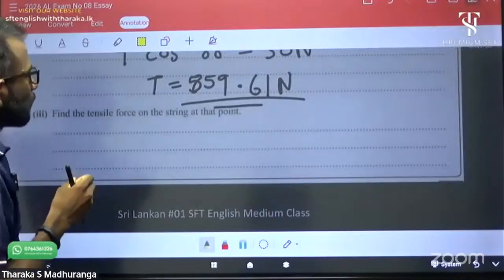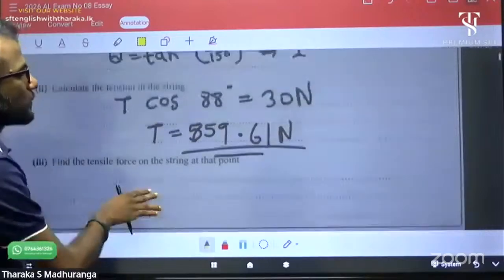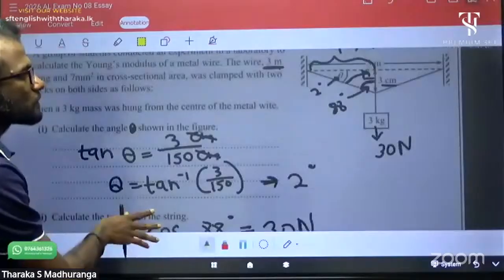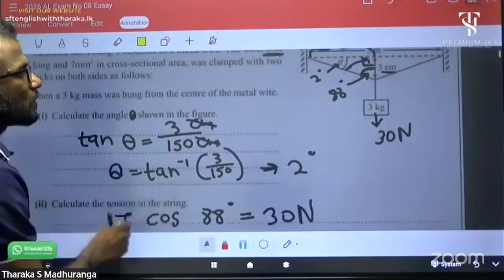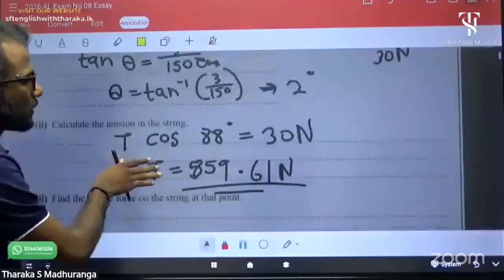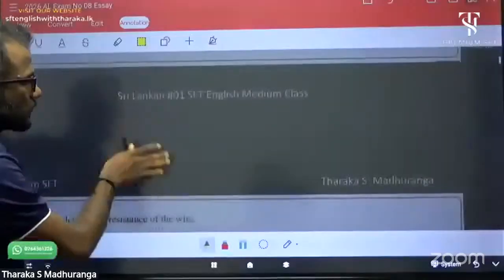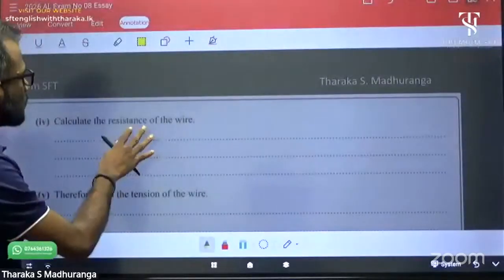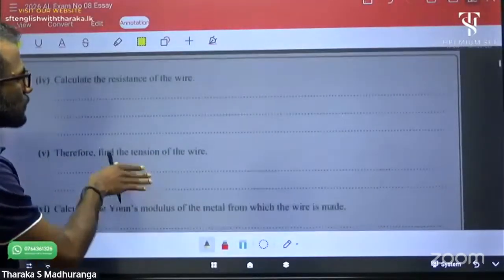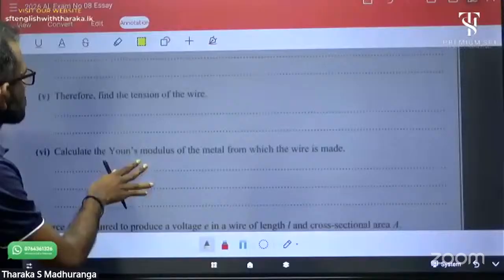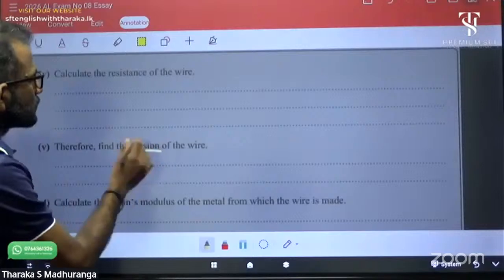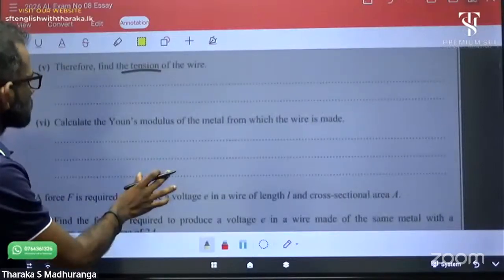Find the tensile force on the string at that point. At that point means it is not specifically given the point, right? Therefore, we can't. It's a mistake. Calculate the resistance of the wire. I think this question has a lot of printing mistakes. Find the tension of the wire. Again asking the tension of the wire. It's useless.